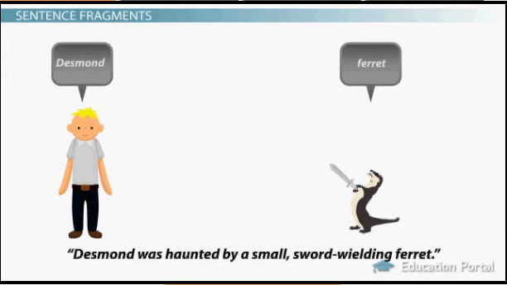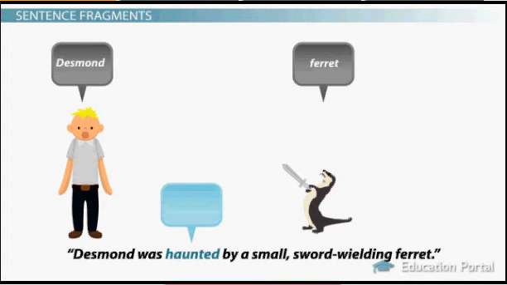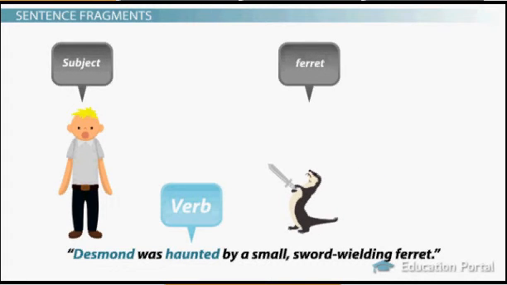For instance, Desmond was haunted by a small, sword-wielding ferret. The action here is was haunted, the main verb being haunted, while the thing being haunted is Desmond. That's the primary subject. Here's the same sentence in fragments.